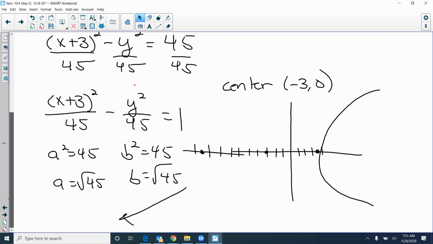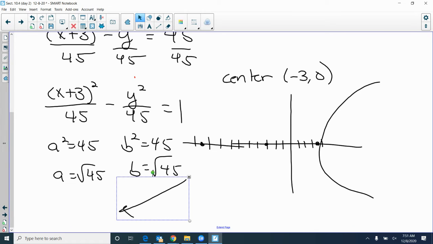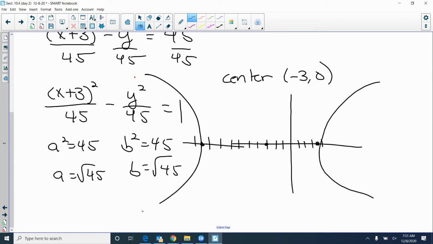And now a squared and b squared are going to be the same. A squared is 45, b squared is 45. So a equals the square root of 45, b equals square root of 45. Now you might have changed the scale on here, but what's going to be your center? Your center's got to be -3, 0. Square root of 45 has got to be in between 6 and 7. So you go over 1, 2, 3, 4, 5, 6, somewhere in between 6 and 7. And it's going to open up left and right for that.